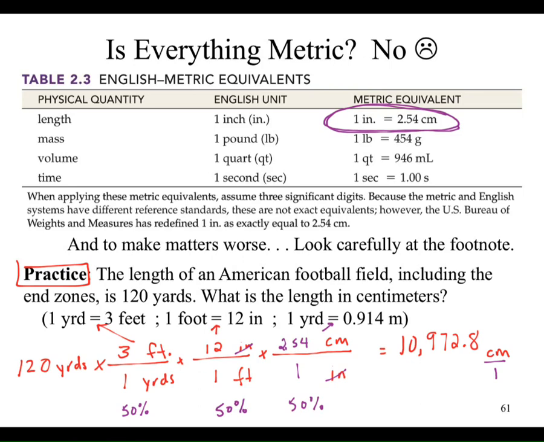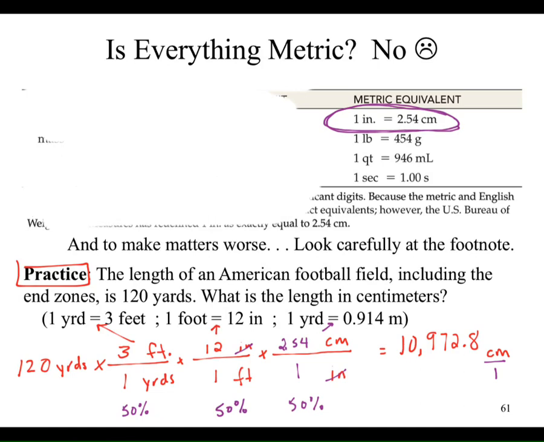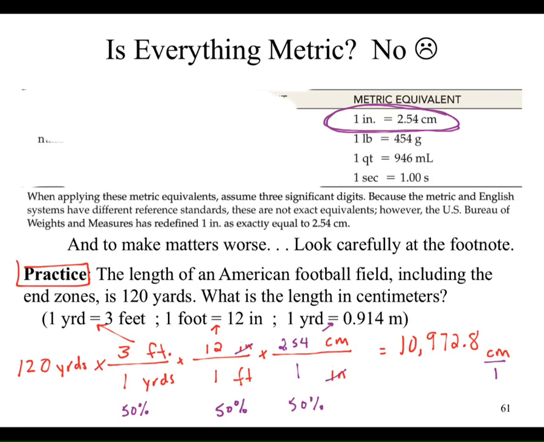Guaranteed that the answer shows up in your multiple choice options. So let's take a quick second to write down some multiple choice options. And actually, I'm going to need that section. So here's some multiple choice options. Option A will be exactly that number, 10,972.8 centimeters. Option B will be 10,968 centimeters. Option C will be 11,000 centimeters.